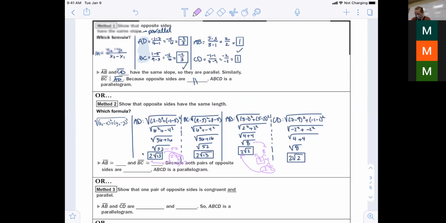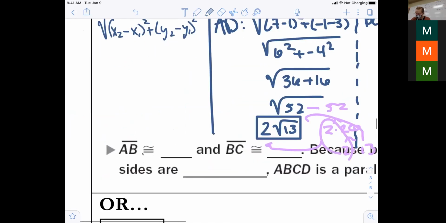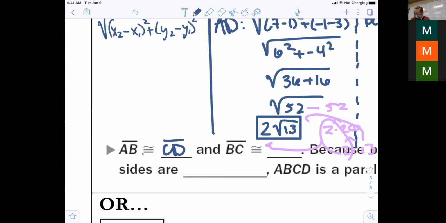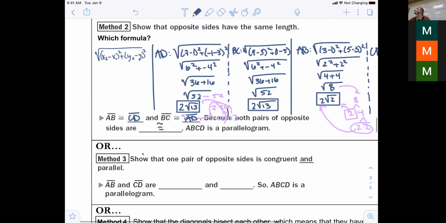Okay, so let's fill in the little blanks. It says AB is congruent to CD and BC is congruent to AD. And that makes my sides congruent. So I got a parallelogram. Perfect. Now, method number 3, I'm about to do no work.